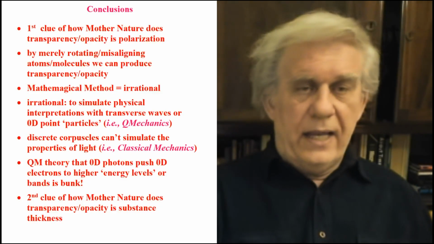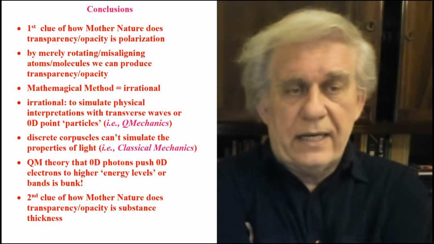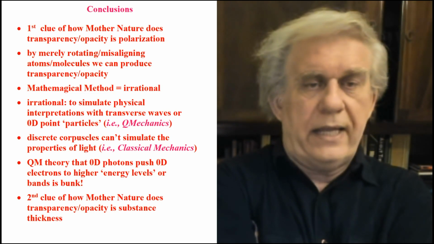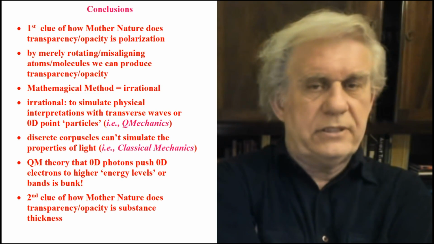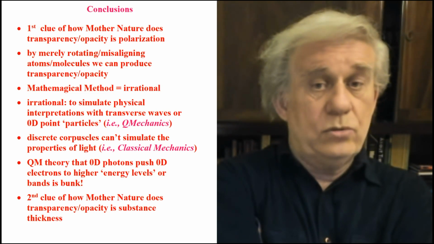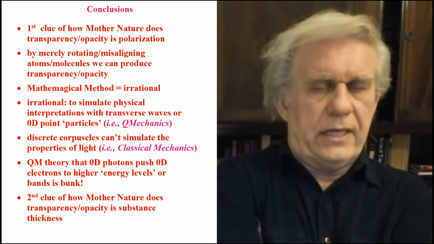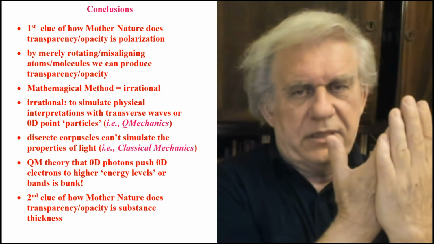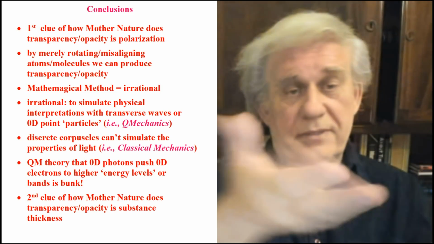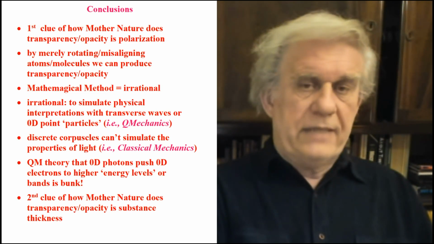Okay, so here are the conclusions for today. Okay, and it goes something like this. The first clue I talked about the other day: Mother Nature does transparency and opacity with polarization. So polarization is one of the clues Mother Nature is giving us on how she does transparency and opacity. If the films are aligned, you have transparency. If the films are not aligned, in this case one is at 90 degrees to the other, then you have opacity.